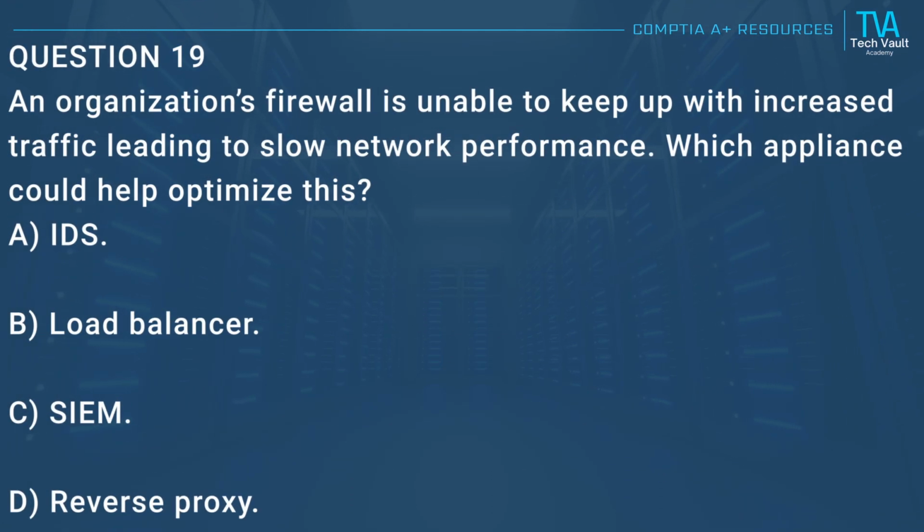Question 19. An organization's firewall is unable to keep up with increased traffic, leading to slow network performance. Which appliance could help optimize this? A. IDS, B. Load balancer, C. SIEM, D. Reverse proxy.